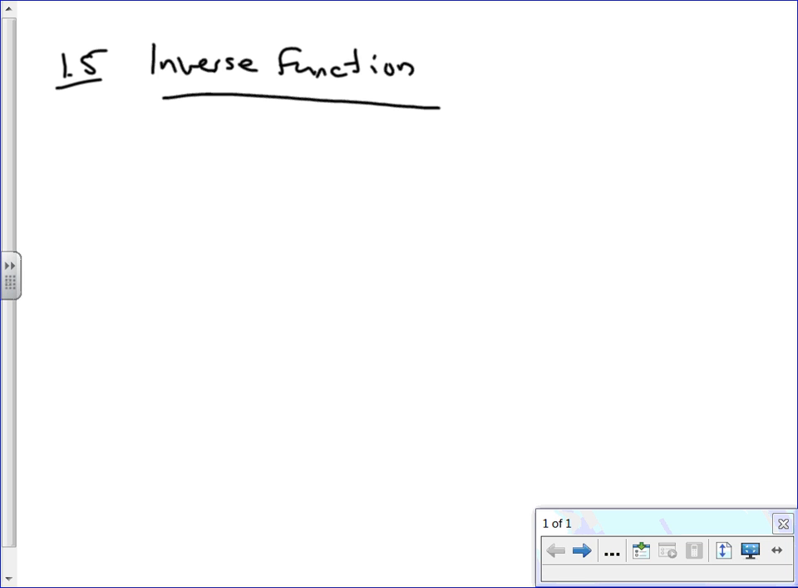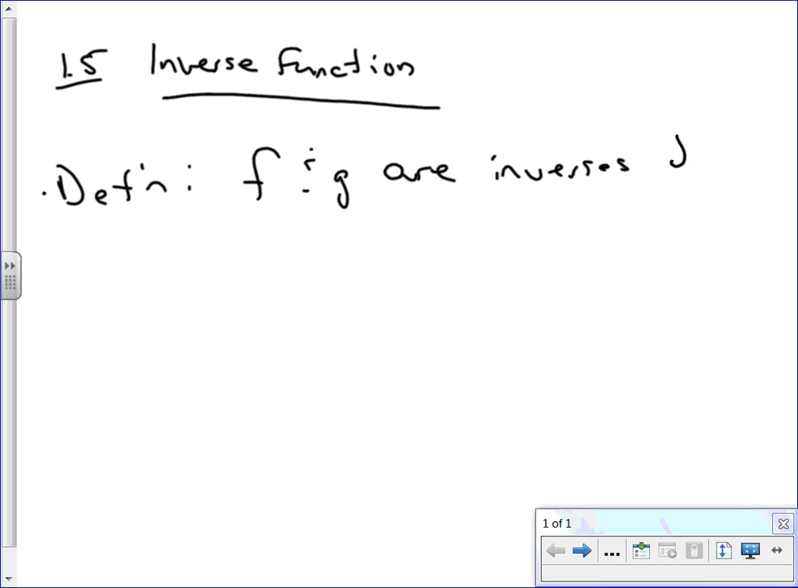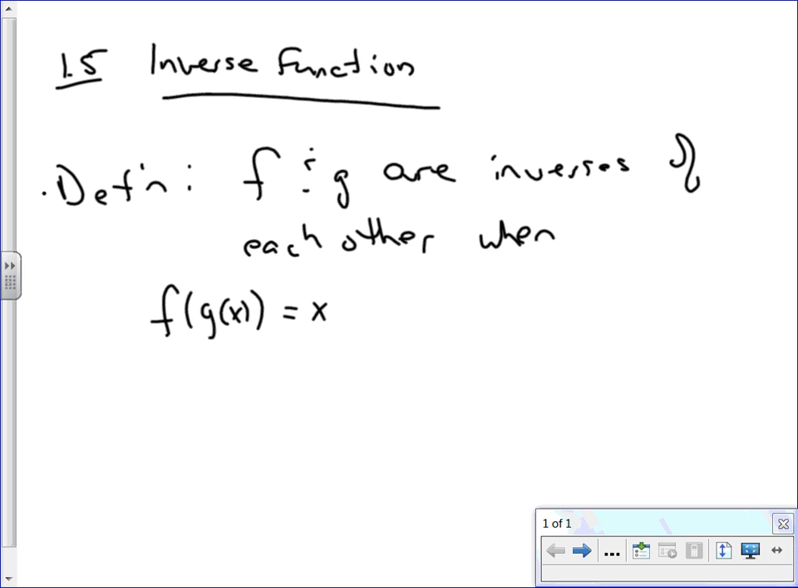All right, I'm going to start with the definition of inverse functions. F and g are inverses of each other when the following is true. F of g of x, a composite function, has to equal x, and g of f of x also has to equal x. And there are some slight domain restrictions on this that we will come back to, or you can read in your textbook. There's a little when that involves domain.